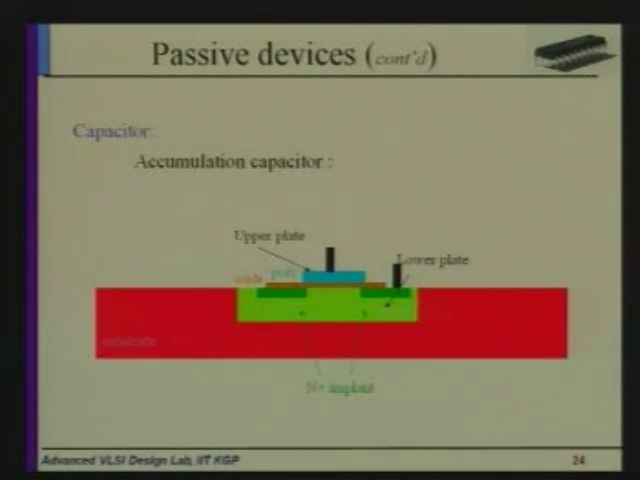This is the accumulation capacitance. So can we remember the function of the MOS? For the NMOS, if you put positive potential at the gate, you can see that electrons are coming towards the channel, towards the interface, right? Oxide and substrate interface, right?